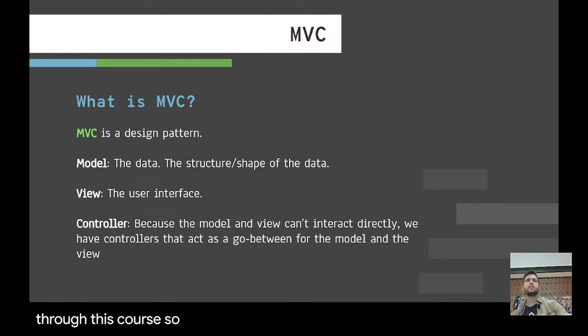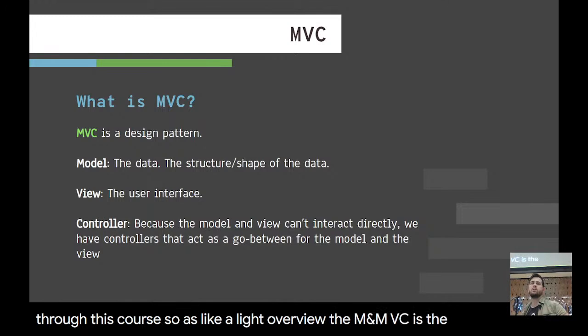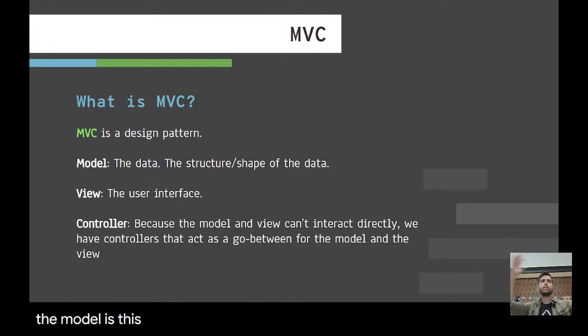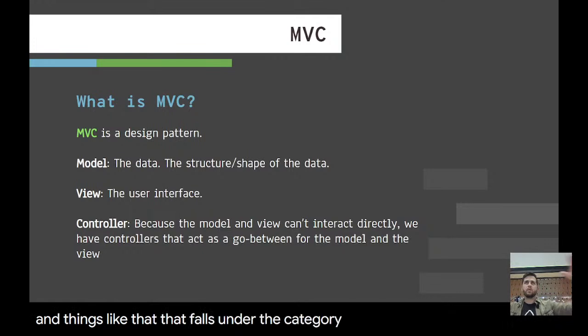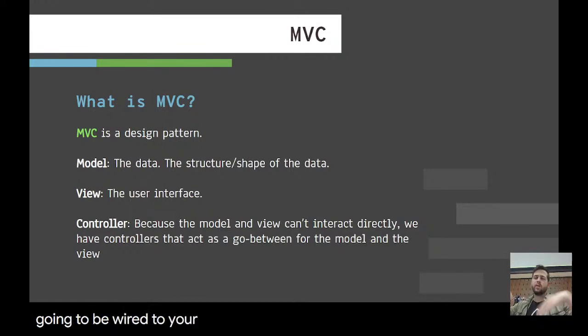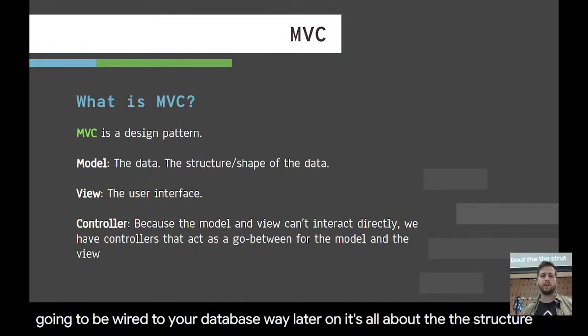So as a light overview, the M in MVC is the model. The model is the shape of the data. It's basically all of your classes that define your data structure, your fields and things like that. That falls under the category of your model. Your model is going to be wired to your database way later on. It's all about the structure of the data.